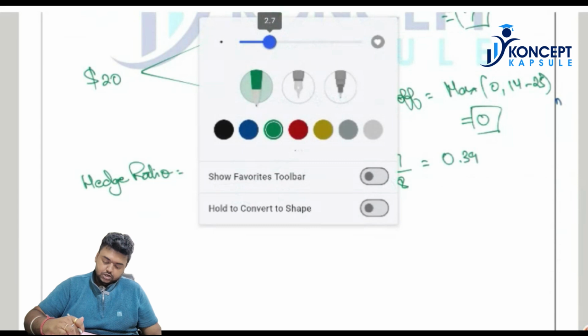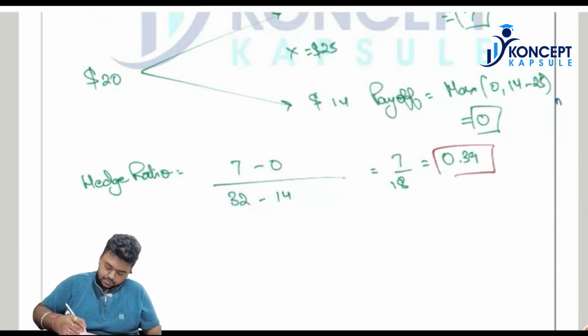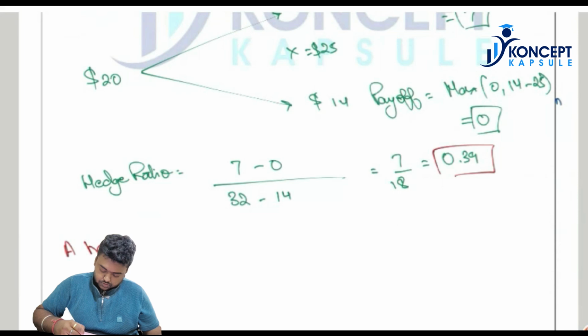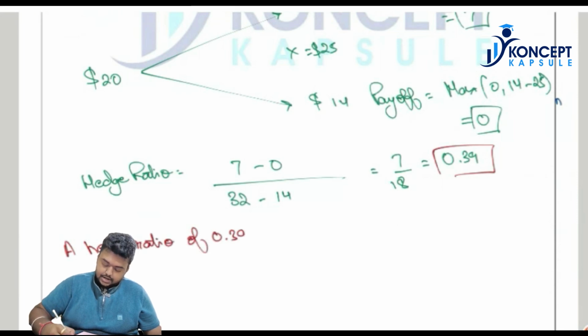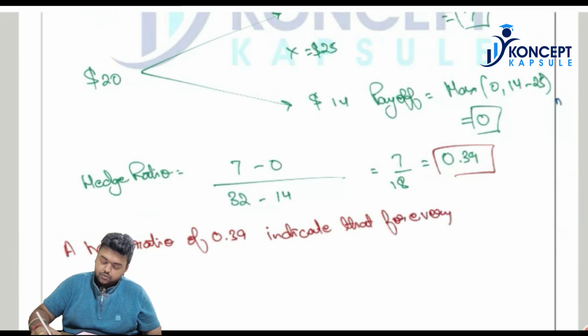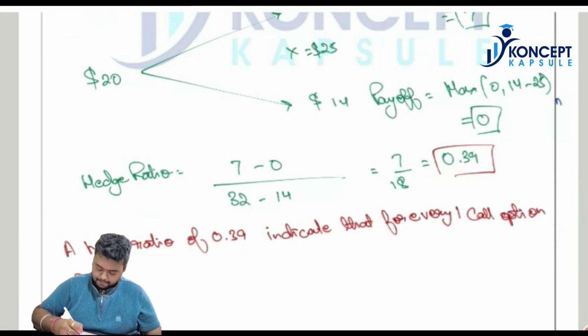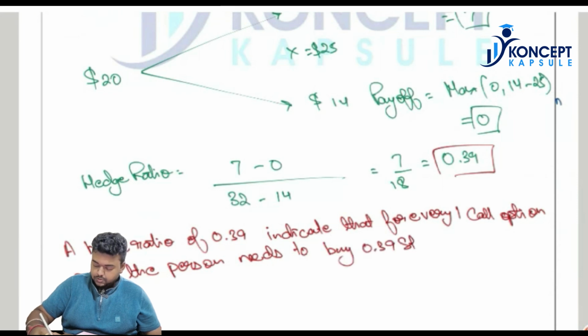So what does the hedge ratio of 0.39 indicate? A hedge ratio of 0.39 indicates that for every one call option sold, the person needs to buy 0.39 stocks in order to hedge the position.